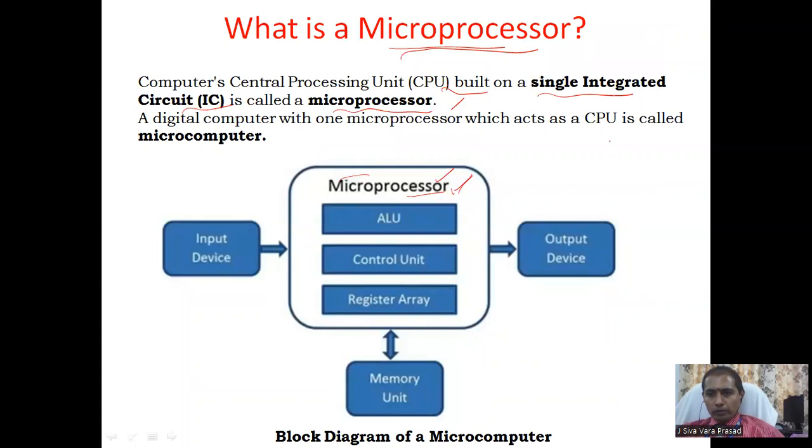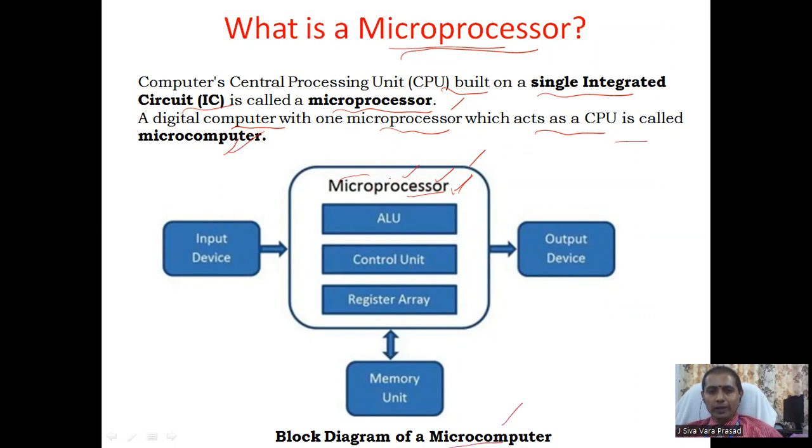So what is a microcomputer? A digital computer with one microprocessor acting as the CPU is called a microcomputer. So a microcomputer is nothing but a digital computer in which the CPU is a microprocessor. Then that particular computer is called a microcomputer. You see, this is the basic block diagram of a microcomputer.